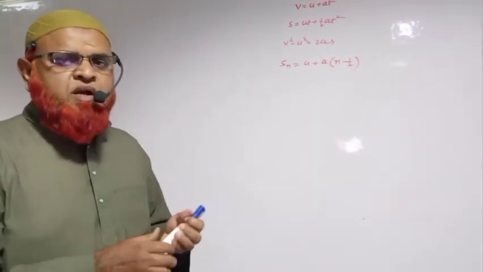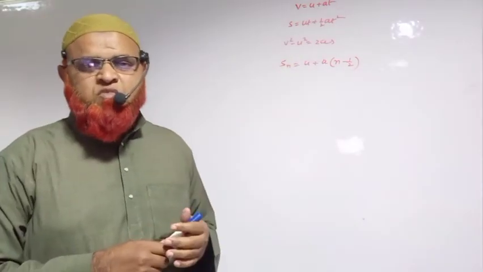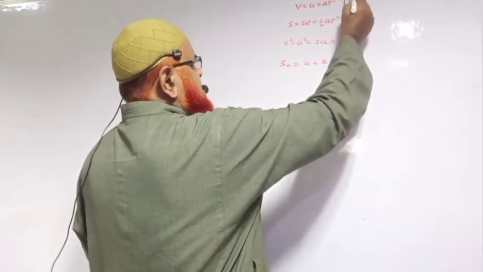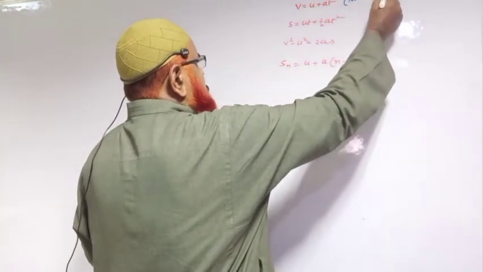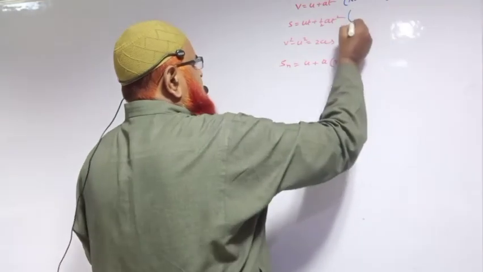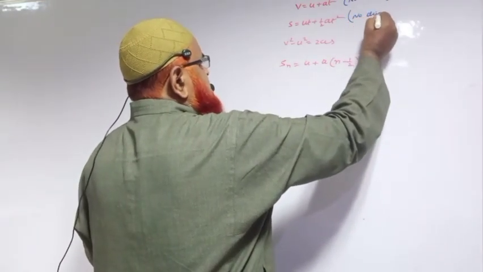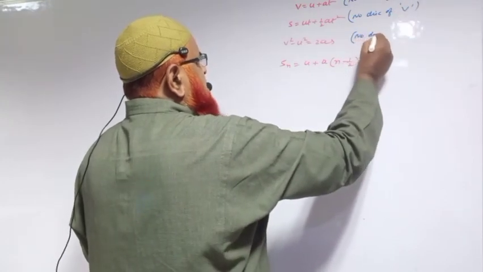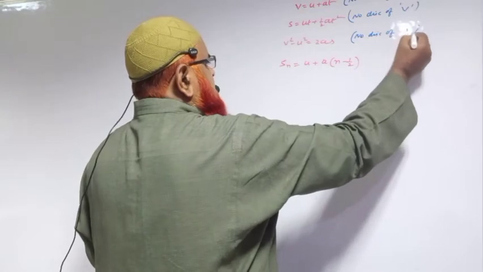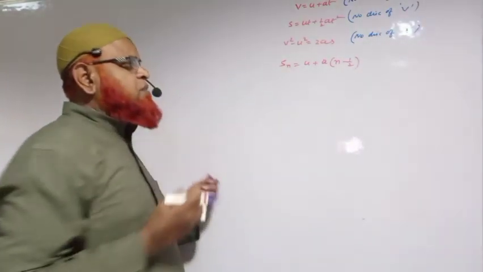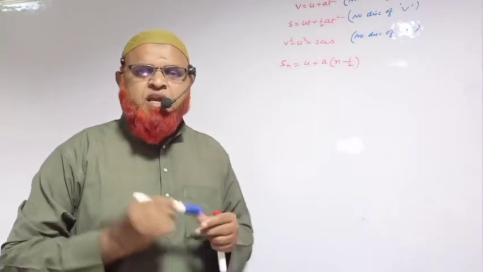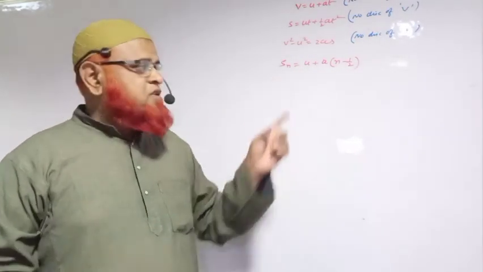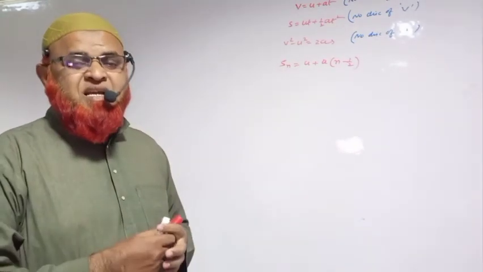Okay. So what are you going to understand here? These are the 4 equations of motion. If you observe the speciality of the first equation, there is no discussion of displacement. In the second one, there is no discussion of final velocity. And in the third one, there is no discussion of time. But the fourth one can be recognized easily, because it is for the nth second. Displacement traveled in the nth second can be easily recognized here.